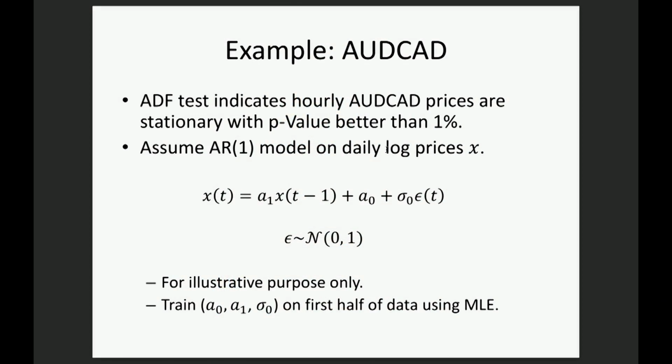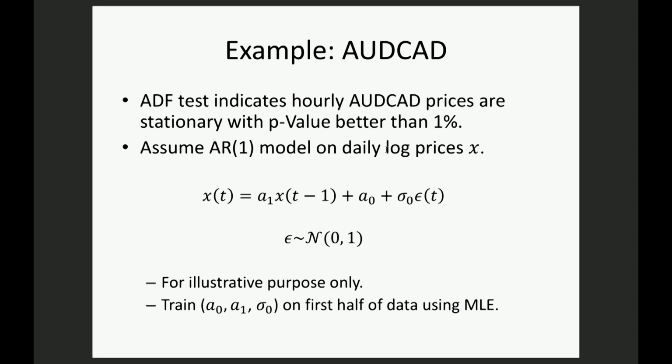So let's do a quick and simple example. Let's say we want to optimize a simple trading strategy on a Forex time series, AUDCAD. It turns out that I picked this time series because it is quite mean reverting on an hourly time bar basis. If you run an ADF test, testing for stationarity, the p-value is better than 1%. So it's a highly stationary time series.